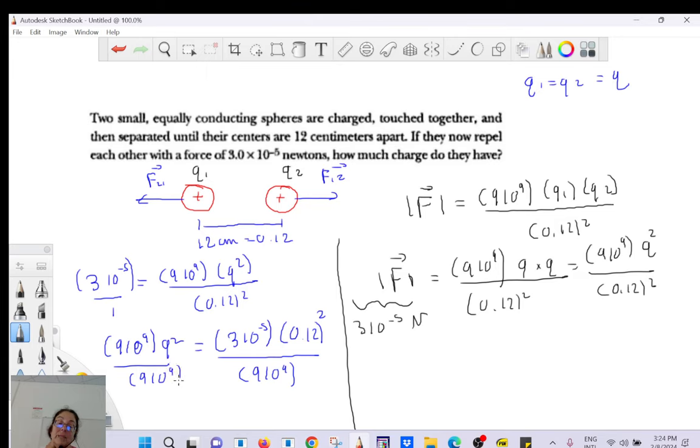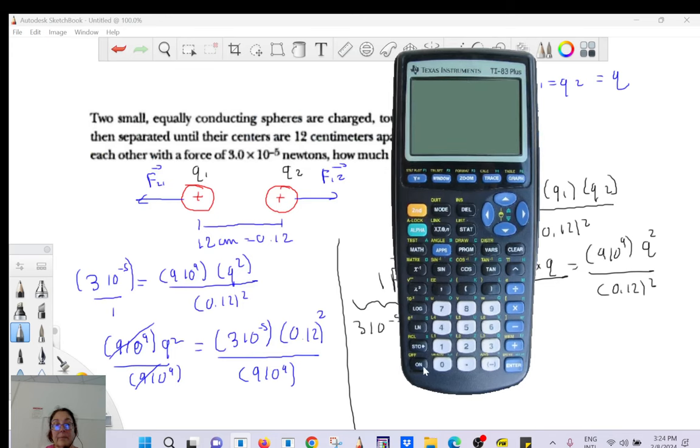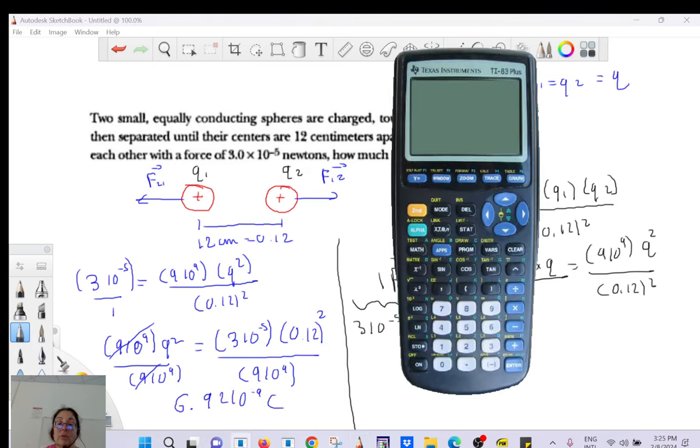Okay, do it with your calculator. You frame. Hop, hop. You have Q squared, and then you take the square root. You see how it works? You cross, multiply, divide. Get this algebraic expression here. Yeah, 6.92 times 10 to the negative 9. Did you take the square root?